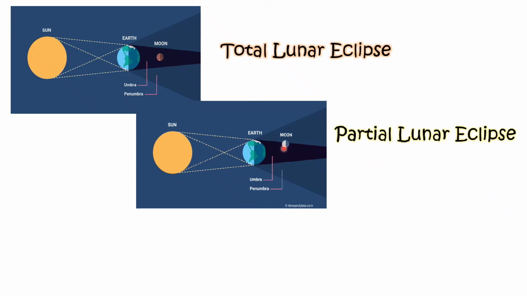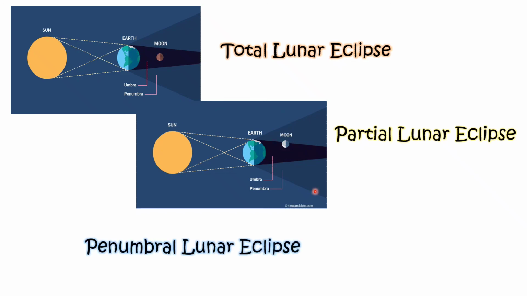So if this is the moon, and this is the earth, the moon is partially in the shadow of the umbra, because this is the umbra shadow, right? So the moon is partly in the umbra, so that is a partial lunar eclipse, meaning not all of the moon was covered by the shadow.